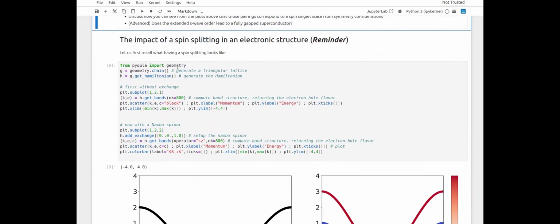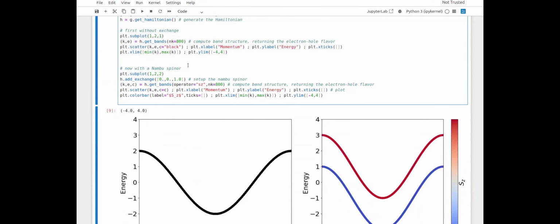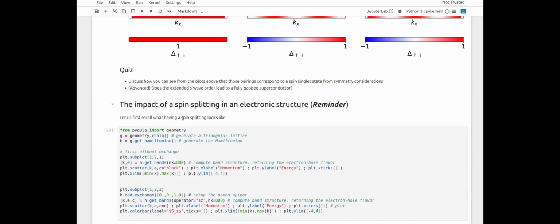Okay, so let's move on to the next questions about the impact of spin splitting in the electronic structure. We first will see how the spin splitting works in an electronic structure. So what we are going to take is a one-dimensional chain, we generate the Hamiltonian, and we compute the bands. And now we add an exchange coupling and we compute the bands again. If we do this, what we actually get is that the band structure looks like this.